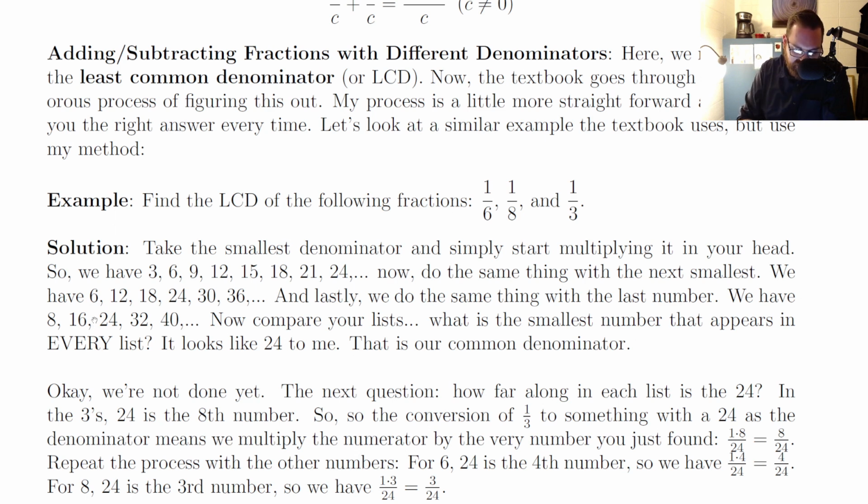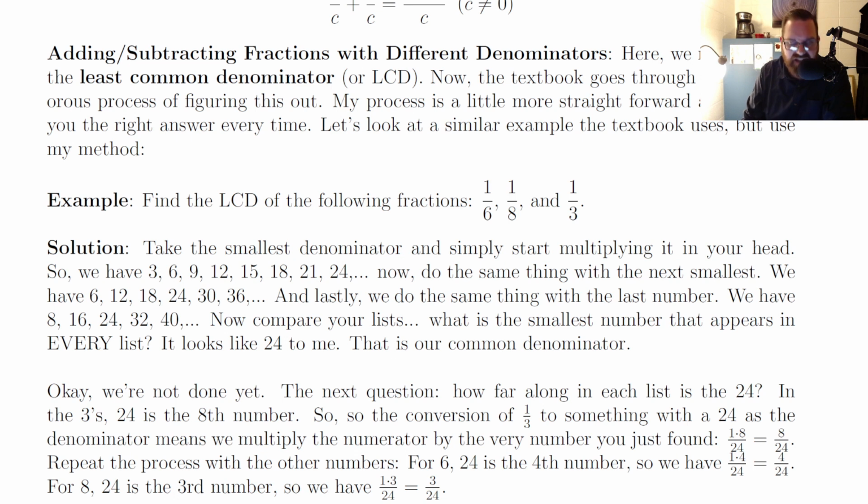Then we can go to the next smallest, or the next largest. 6, 12, 18, 24, 30, 36. And then lastly, we go with the 8, which is the largest one: 8, 16, 24, 32, 40. And then you compare. So I've got 3 different lists here, and we do a comparison between them. What we're trying to do is find the smallest number that appears in every single list. So from the looks of it, the answer is going to be 24.